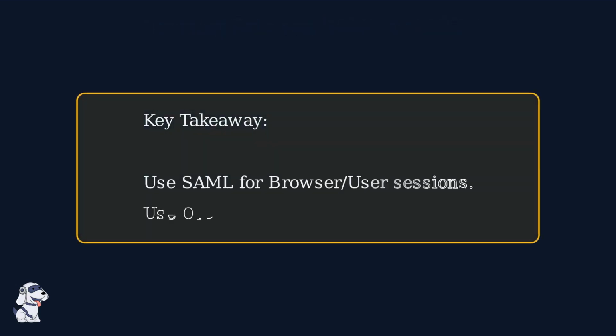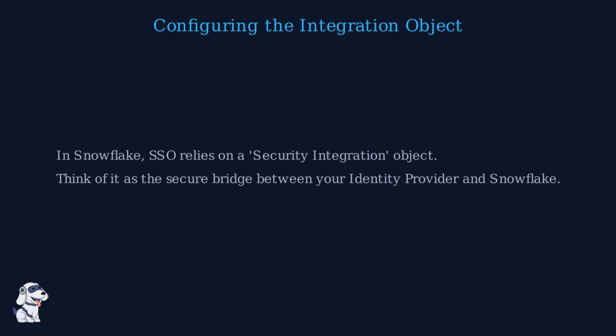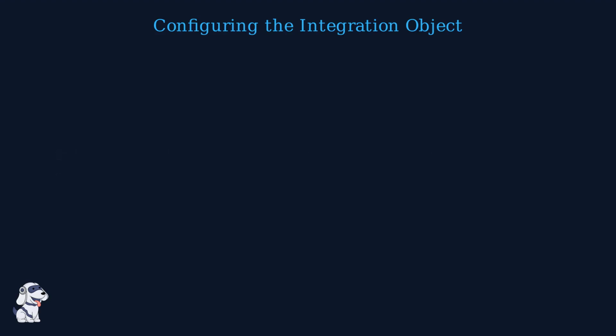Here is your key takeaway. Use SAML for human browser sessions and stick to OIDC for all your automated machine-to-machine data pipelines. In Snowflake, single sign-on is managed by a security integration object. You can think of this as the secure, authenticated bridge connecting your identity provider to your data warehouse.